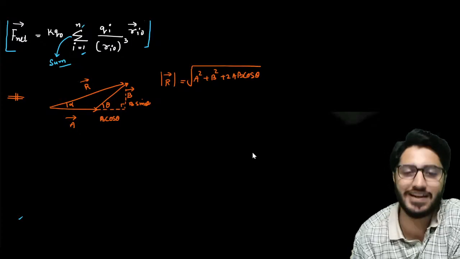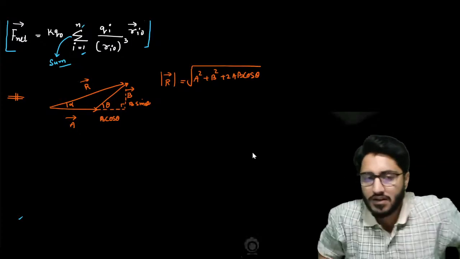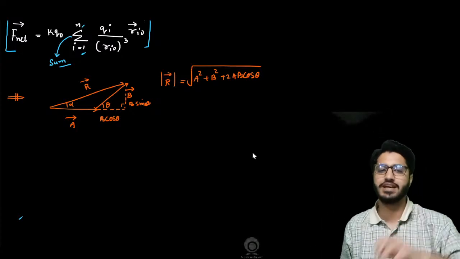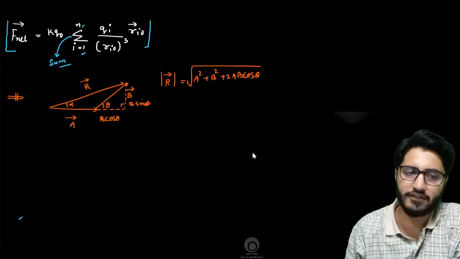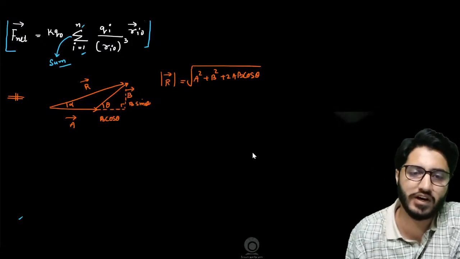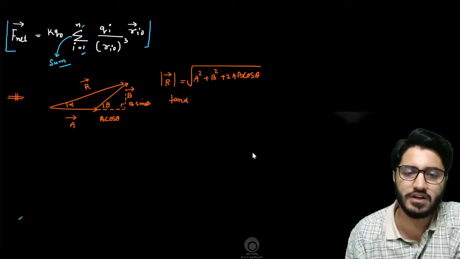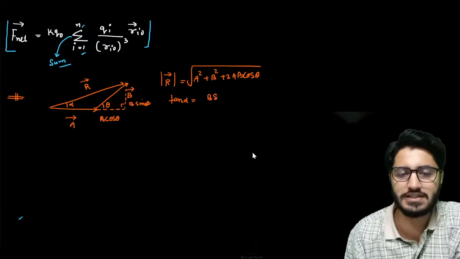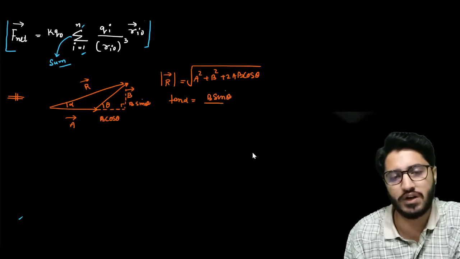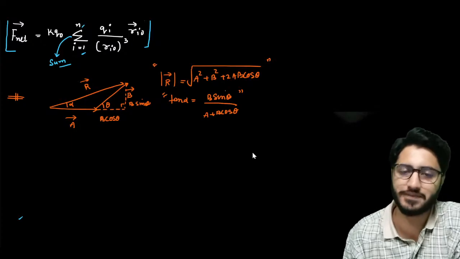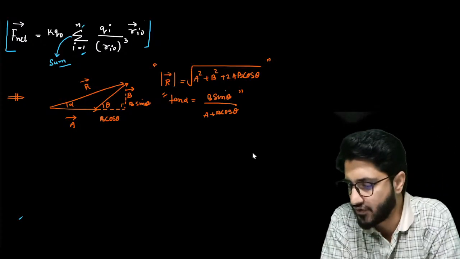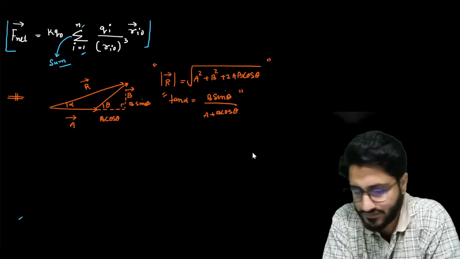We can write the resultant of a vector in this particular way. And if we want to find this alpha, what can we write? It is tan alpha equals B sin theta whole divided by A plus B cos theta. We used to complete this in our 11th standard. This is just for our recap.